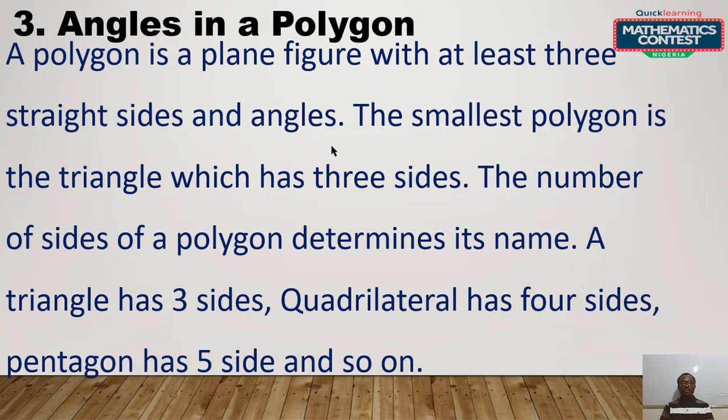Now the first kind of polygon is actually a triangle. Now a polygon is a plane figure with at least 3 straight sides and angles. That's why I would say triangle is the first one. The smallest polygon is a triangle which has 3 sides. The number of sides of a polygon determines its name. So that is why you observe when we have a triangle, it started from the word tri or trio as it's often called. So a triangle has 3 sides, a quadrilateral has 4 sides, a pentagon has 5 sides, and so on. I've actually explained this in the previous part of this lesson.